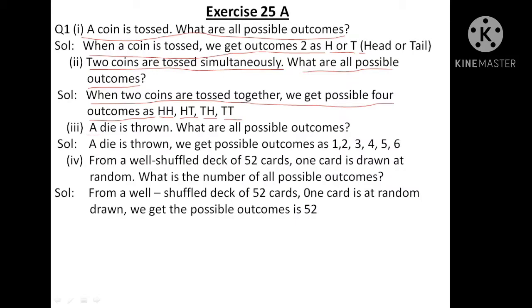Now the third part. A die is thrown. What are all possible outcomes? The answer is, when a die is thrown, we get possible outcomes as 1, 2, 3, 4, 5 and 6. Now the fourth part. From a well shuffled deck of 52 cards, one card is drawn at random. What is the number of all possible outcomes? The answer is, from a well shuffled deck of 52 cards, one card is drawn at random. We get the possible outcomes as 52. Now we will move to the next question.